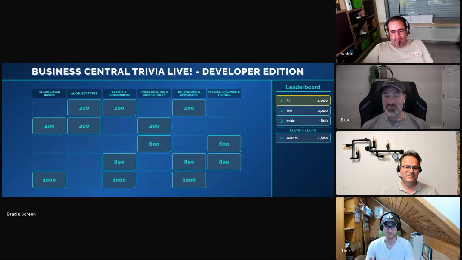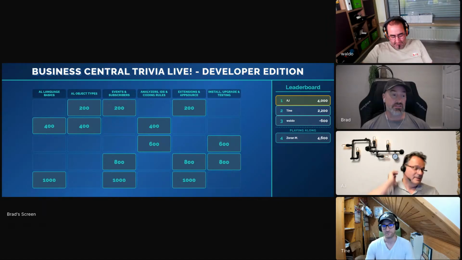But AJ. Waldo answered, right? And I didn't answer. He was incorrect. You were the last one to answer the question correctly. So, all right, then let's go with events and subscribers for 800.